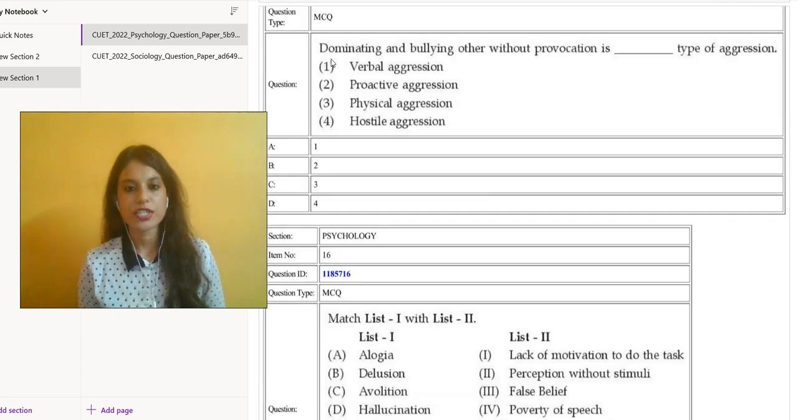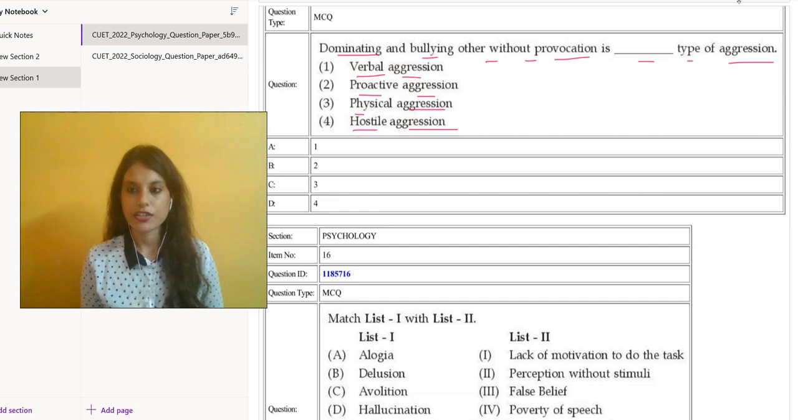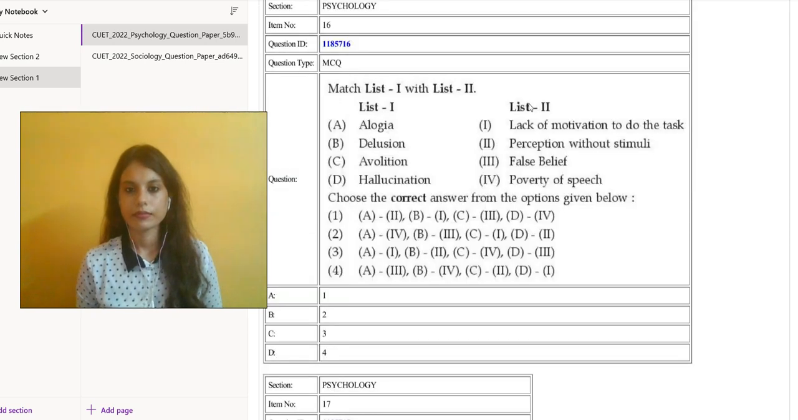Coming over to the next question, dominating and bullying others without provocation is dash type of aggression. The options include verbal aggression, proactive aggression, physical aggression, and hostile aggression. Our answer would be hostile aggression. So yeah, your correct answer would be D. Moving over to the next question.